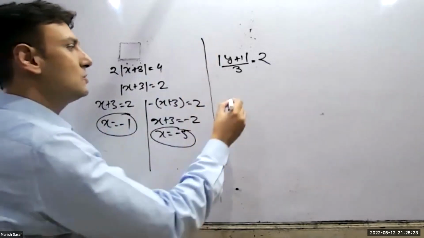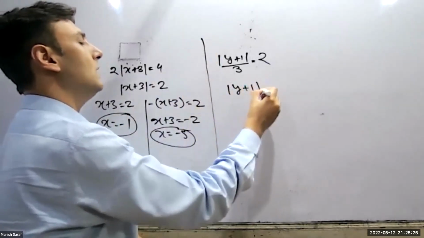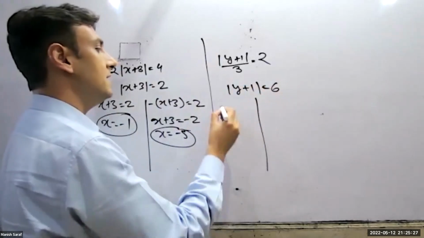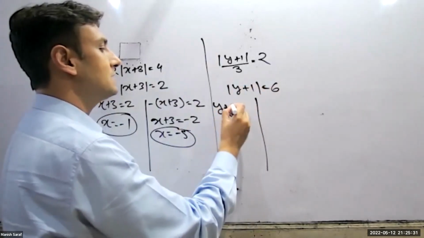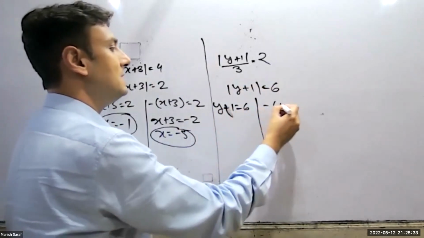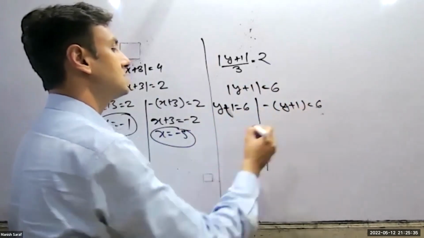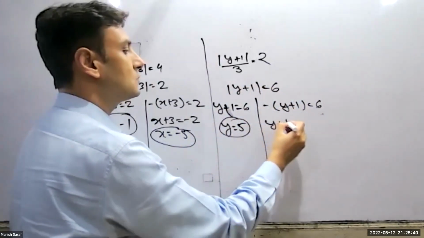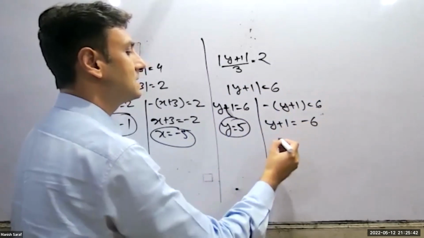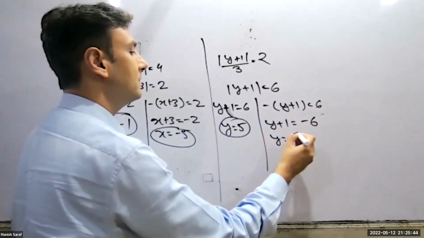Coming down to y, isolate. Mod of y plus 1 is equal to 6. Divide the space. Y plus 1 is equal to 6. Minus of y plus 1 is equal to 6. Y is equal to 5. Y plus 1 is equal to minus 6. Y is equal to minus 7.